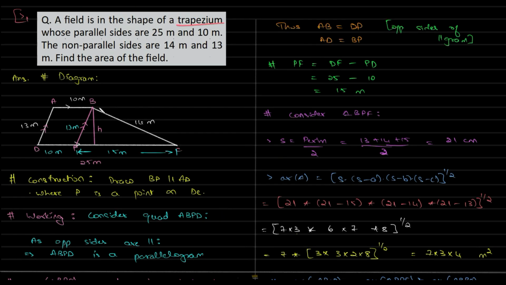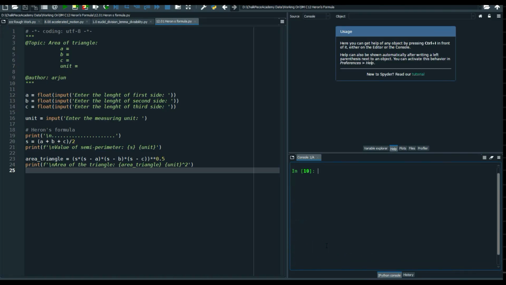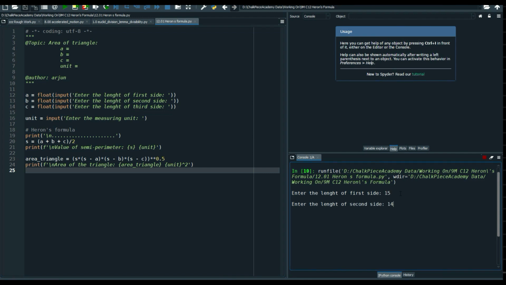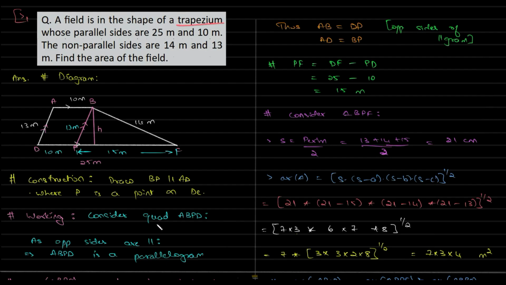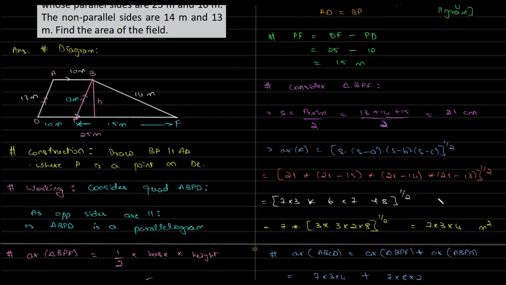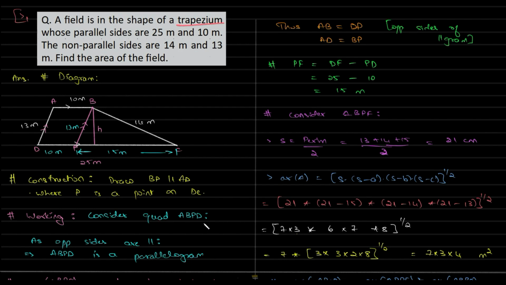We can verify the area of the triangle once because I could have gone wrong somewhere. 15, 14 and 13. So let's look into that. 15, 14 and 13. They are in meters. So 21 and 84. 21 is correct. That is the semi-perimeter. And 21 and 84 correct. So we have the right answer.